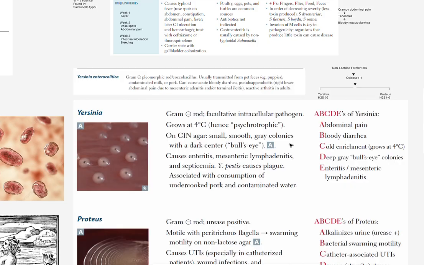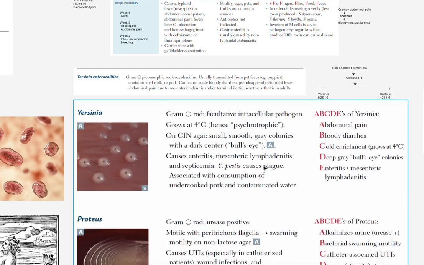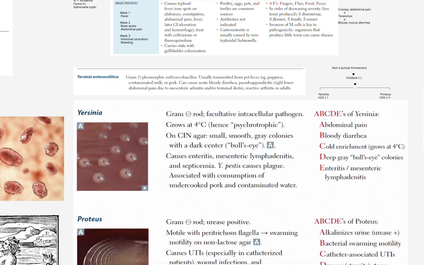appendicitis. The patient presents with right lower quadrant pain, fever, tenderness. This looks exactly like acute appendicitis, but the appendix is normal. This is why we call it pseudoappendicitis. Why do we call it pseudoappendicitis? Because this right lower abdominal pain due to mesenteric adenitis or terminal ileitis mimics the pain of appendicitis, right? It's just like the pain of appendicitis. And reactive arthritis in adults, this is weeks after the diarrhea. The adults get knee pain, ankle pain, joint swelling, and the immune system keeps reacting after infection. That's all about Yersinia.